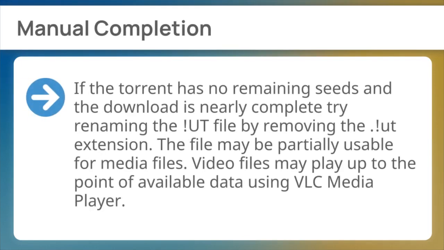Next, manual completion. If the torrent has no remaining seeds and the download is nearly complete, try renaming the .ut file by removing the .ut extension. The file may be partially usable for media files. Video files may play up to the point of available data using VLC Media Player.